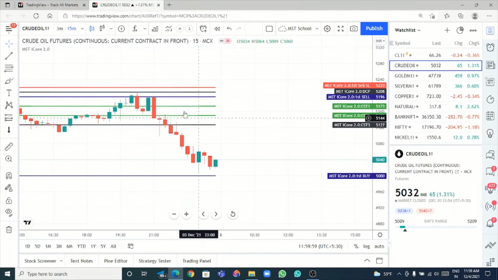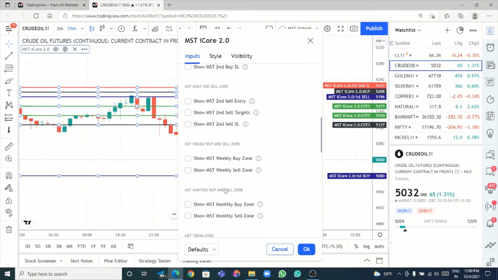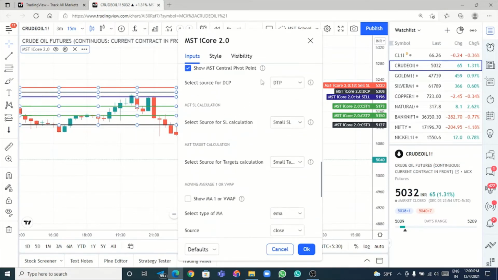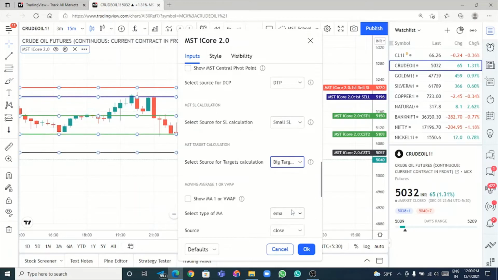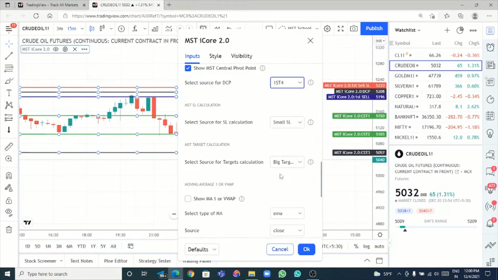If you want to go for target by target, what you can do? You can increase the target levels. Go here and select the targets to big targets and enable the fourth target also. First sell, fourth target.